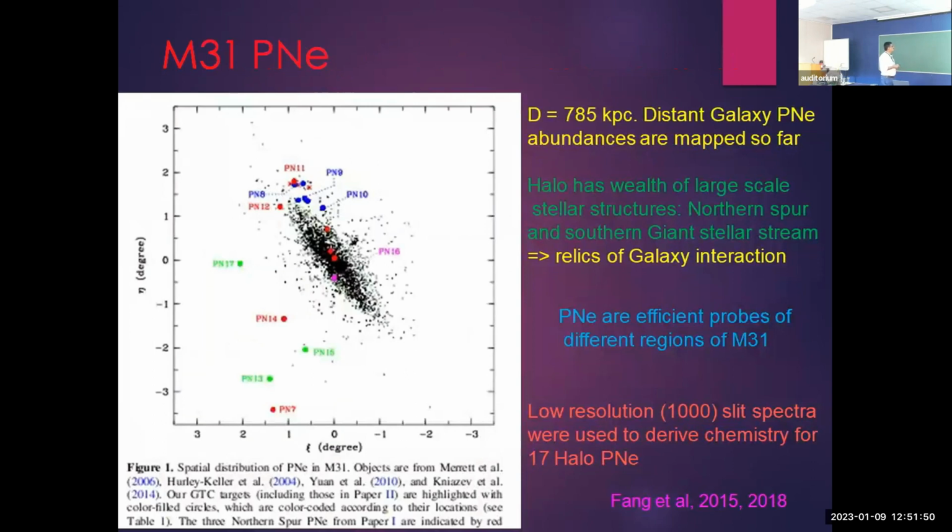Next to the Magellanic Clouds is, of course, Andromeda, which has attracted attention because it's a nearby bigger galaxy, at a distance of 785 kiloparsec. Many planetary nebulae are observed there, and they were used to trace the large scale structures of the galaxy. Important among them are the northern spur and the southern giant stellar stream, and also the outer galactic region. So they studied the abundances of these objects, and then they made some important conclusions.